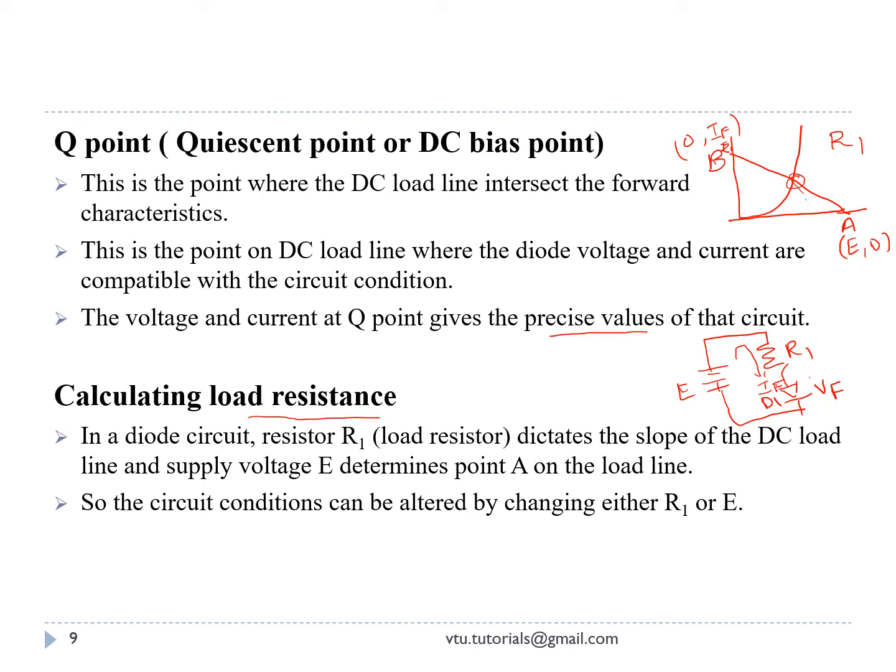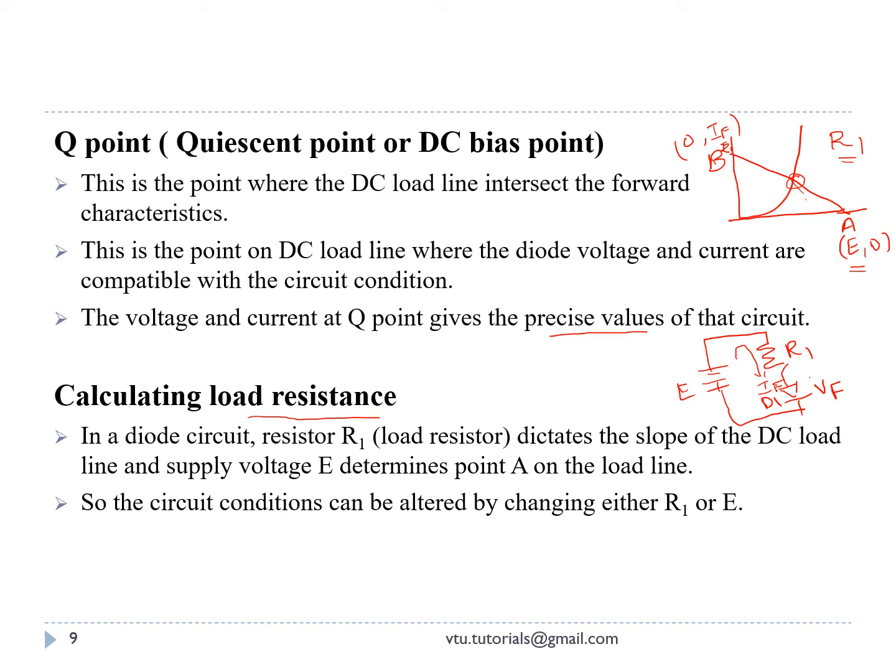In the diode circuit, resistor R1 dictates the slope of the DC load line and supply voltage E determines the point A on the DC load line. This says that the point A can be determined by knowing the supply voltage E, and the DC load line slope gives us the load resistor R1. So the circuit condition can be altered by changing R1 or E. If you change the value of R1 or E, there will be a change in the circuit.